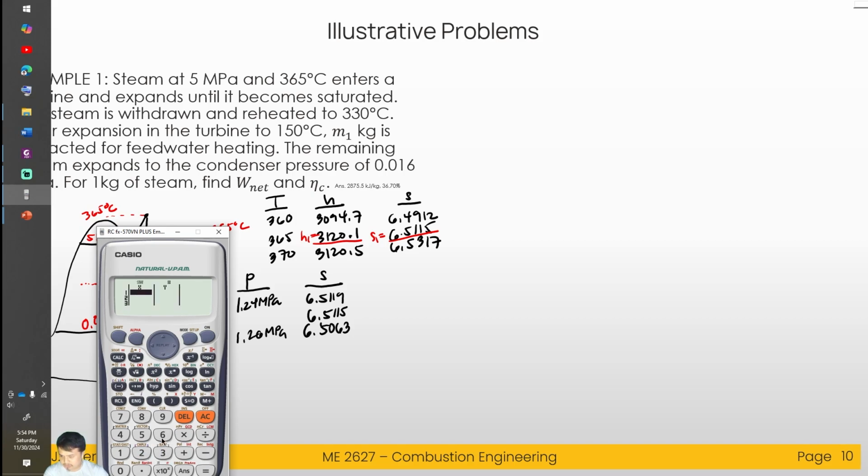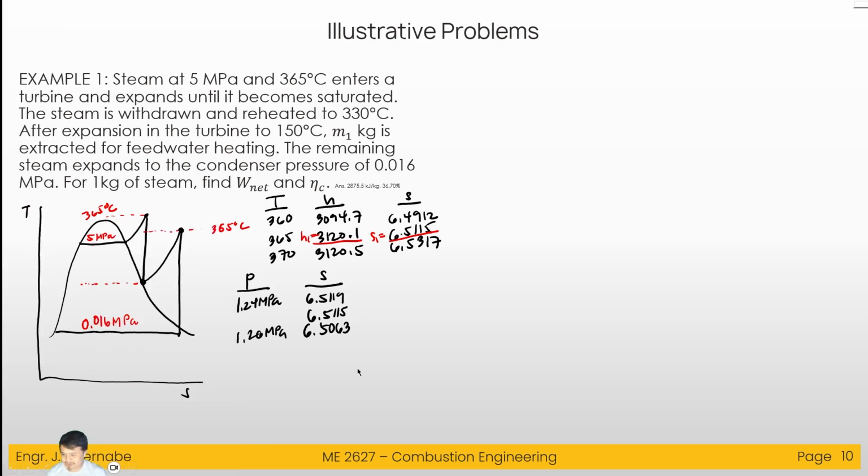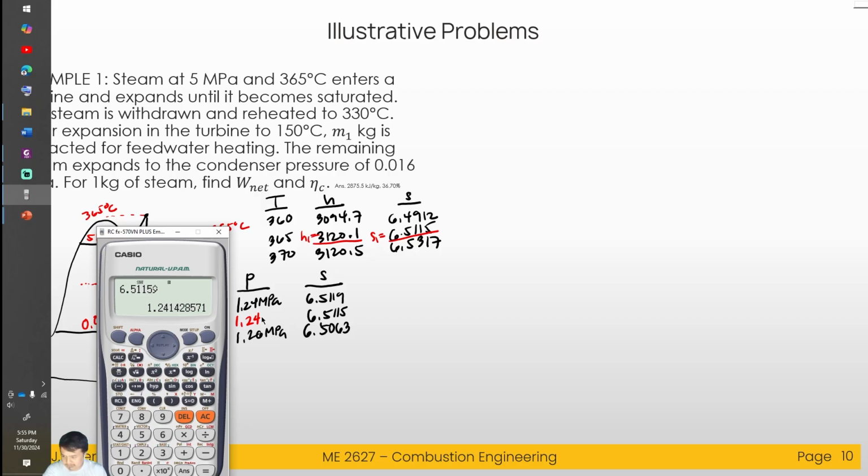So let's input the entropy values 6.5119 and 6.5063. The pressure here is 1.24 and 1.26. At 6.5115, you have 1.24, basically 1.24 still. So we will just use approximately 1.24, since it is very close.